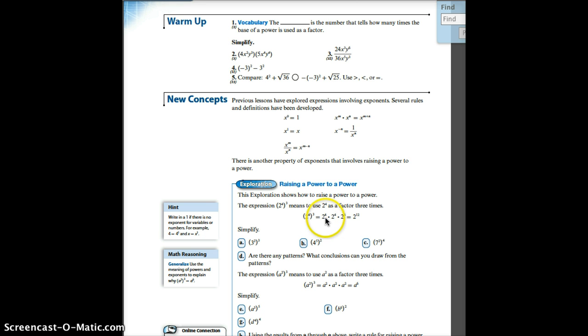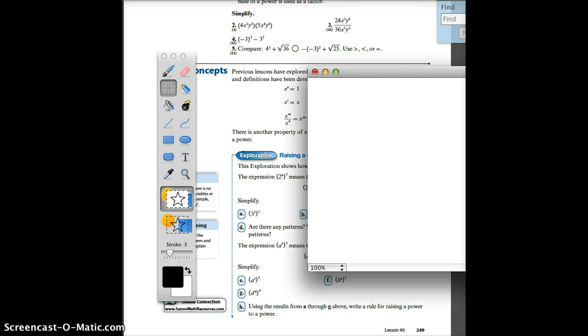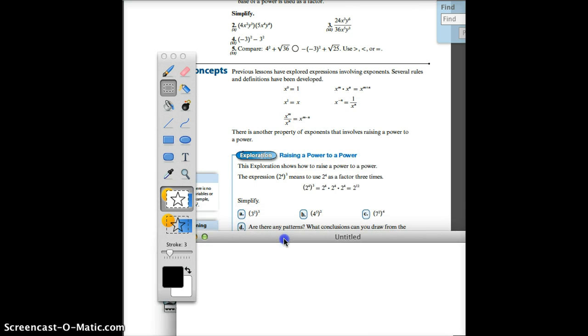Then, once you have 2 to the 4th times 2 to the 4th times 2 to the 4th, it goes back to the earlier rule. You have the same base, in this case 2, so you would add all these exponents to get the answer. So 4 plus 4 plus 4, and you would get 2 to the 12th. Okay? So they have a couple examples here.